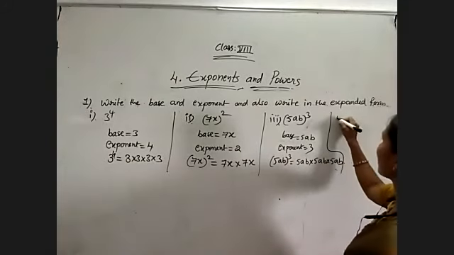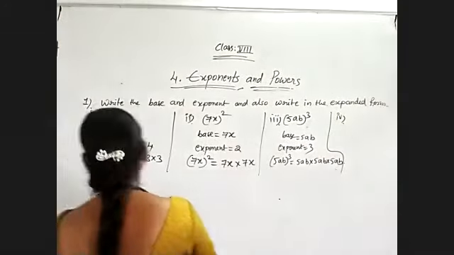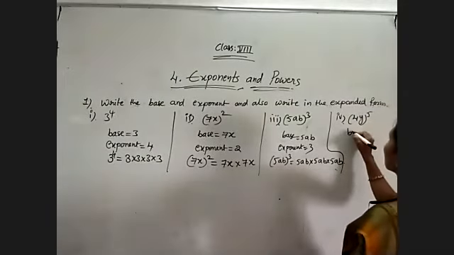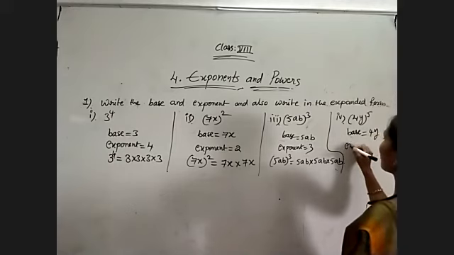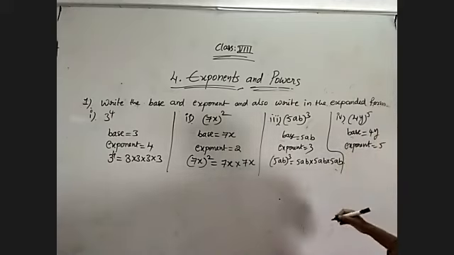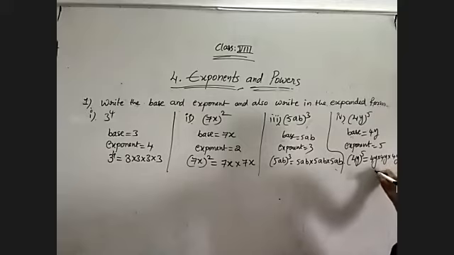And one more question we have, that is the fourth problem: 4y whole power 5. So what is the base? 4y. What is the exponent? 5. How will it be expanded? 4y multiplied 5 times, 4y into 4y into 4y into 4y into 4y. That's it.